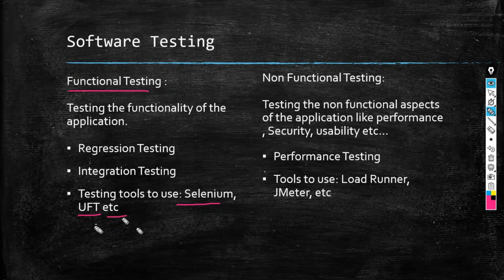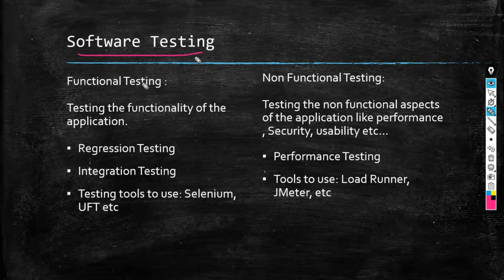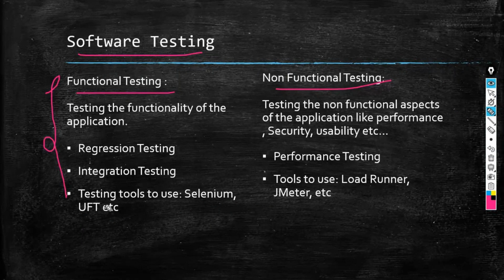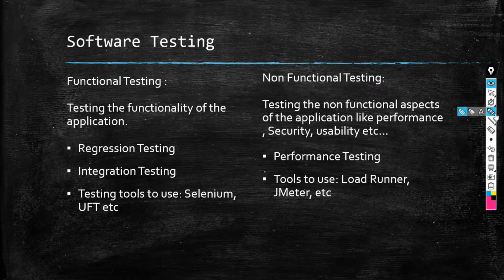Now, coming to non-functional testing: within software testing, you have functional testing and non-functional testing. We understood what functional testing is at a very high level. Non-functional testing primarily focuses on non-functional aspects like performance, security, etc. As part of non-functional testing, the primary focus here will be on the performance aspect.